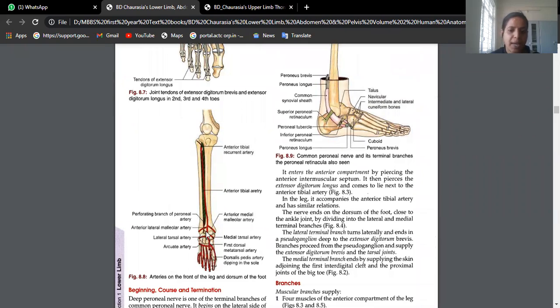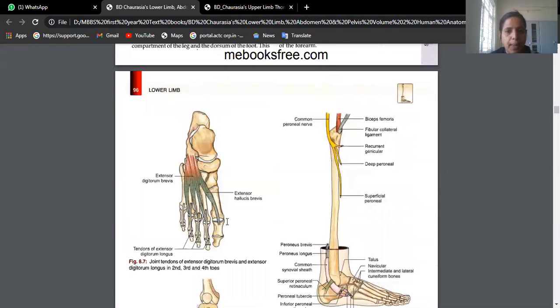It can be easily accessed over the dorsum of the foot and we can check the pulsations. The branches coming from the dorsalis pedis artery are anterior medial malleolar, anterior lateral malleolar, then we have medial dorsal, lateral dorsal and arcuate artery. The continuation is the arcuate artery. Okay, this is about dorsalis pedis.